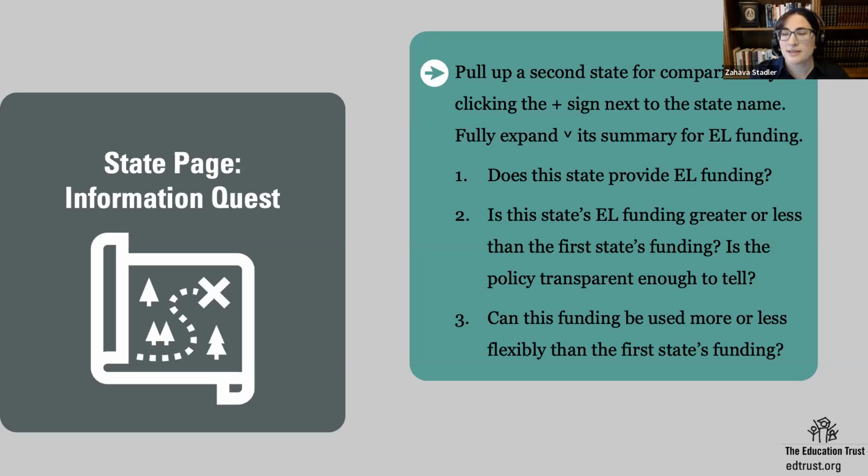So does that second state provide English learner funding? Does it provide more or less than the first state you were looking at? Can you tell? And is the funding more or less flexible than the one that you just looked at? I'm going to give everybody a couple minutes to try and figure that out based on the FundEd state pages they're looking at.